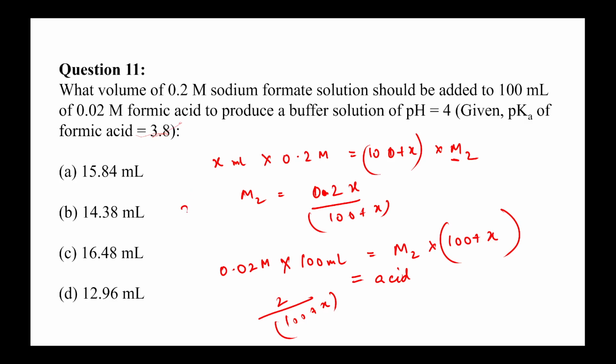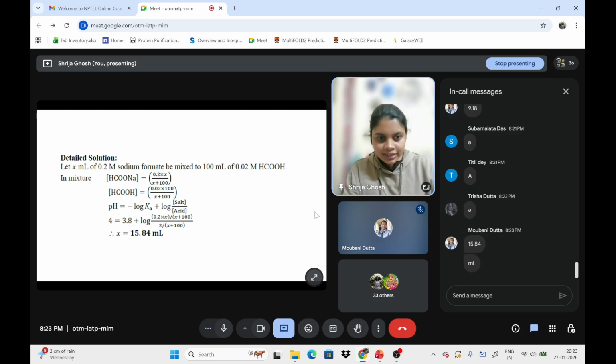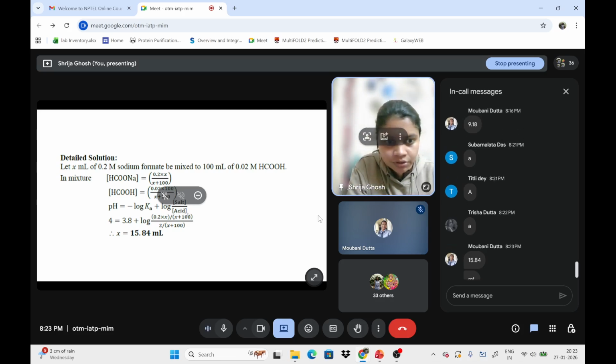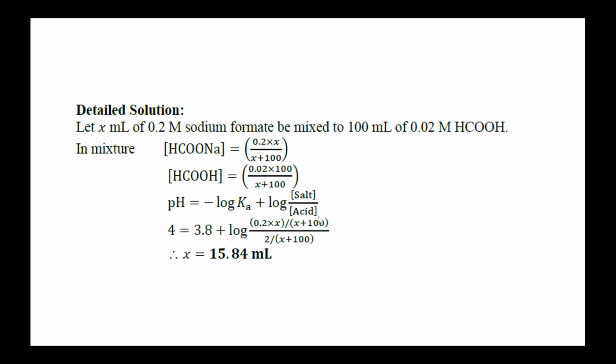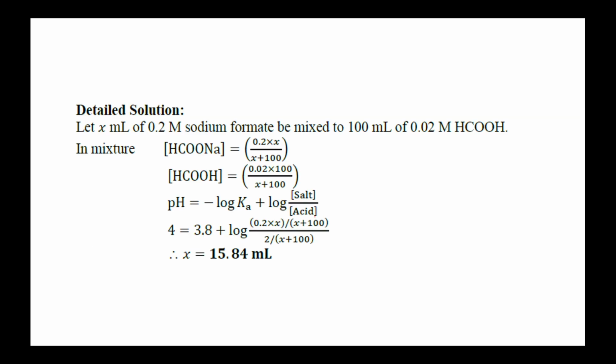Now you have the salt concentration, acid concentration, pH, pKa, everything is given. Now you can replace all these things in the equation. Once you replace it in the equation, it is going to become a little tricky, so take your time to calculate it. I see some people have calculated it and they are getting 15.84 as the answer, which is the correct answer, option A.